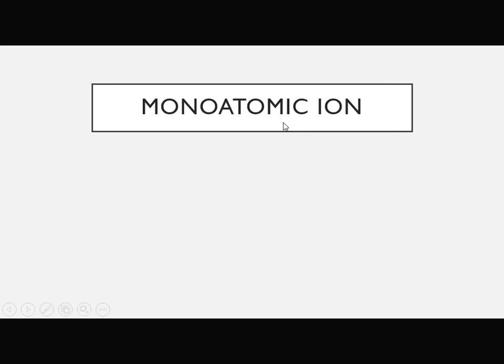Now, we covered bonding before we came to nomenclature because we need to know what's going on with bonding to help us name things. We said that there were different types of bonding, ionic bonding and covalent bonding. Well, when we're talking about monoatomic ions, we are talking about ionic bonding.